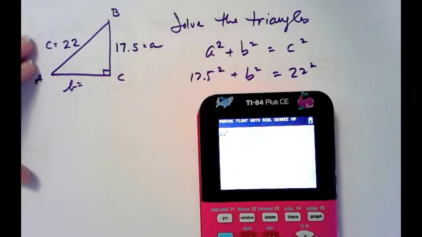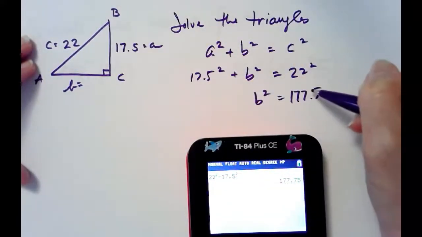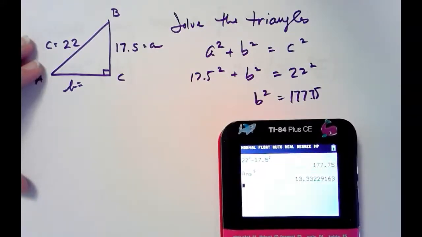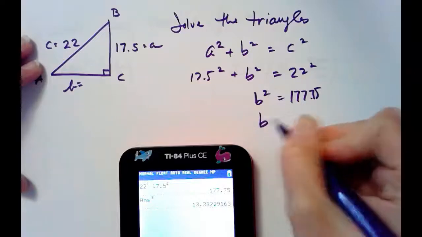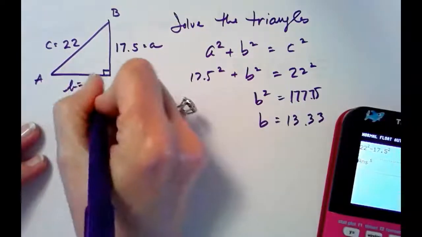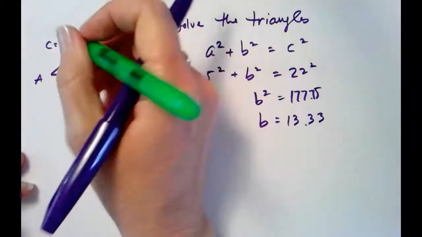So 22 squared minus 17.5 squared leaves 177.75, which we will then, if it's b squared, be taking the square root of. So let's take the square root of that, and we get 13.3. So B is 13.33. All right, so now let's find angle A.